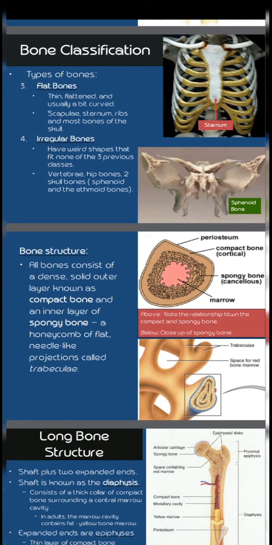All the bones consist of a dense outer layer that is known as compact bone. So compact bone is the main part that provides the strength to the bone. The inner layer of the bone is known as spongy bone. That is a honeycomb of flat needle-like projections which are known as trabeculae. Trabeculae are basically needle-like projections with open spaces in between.